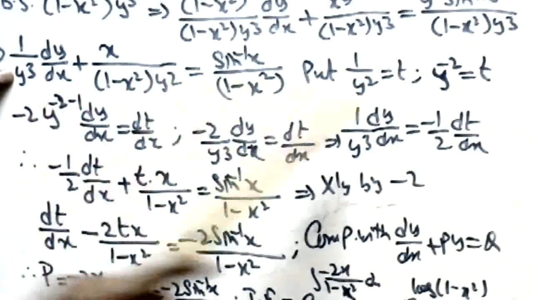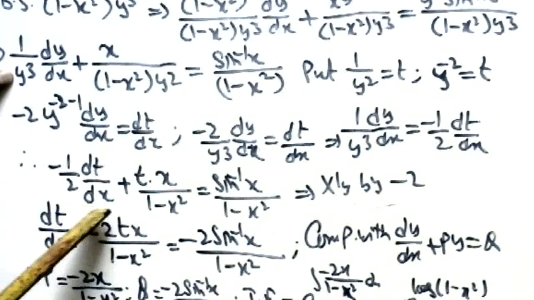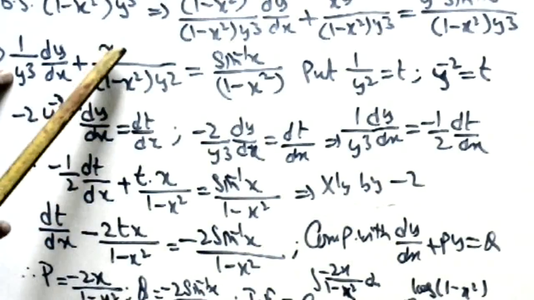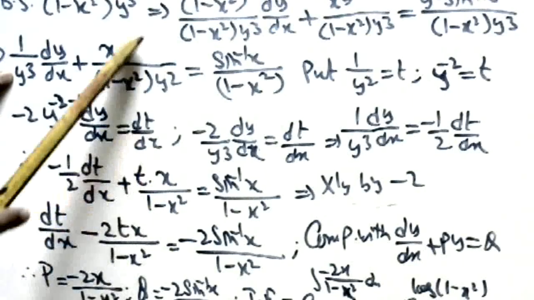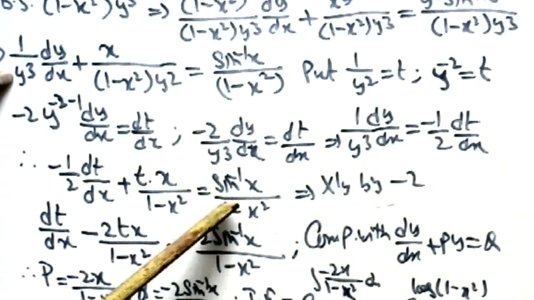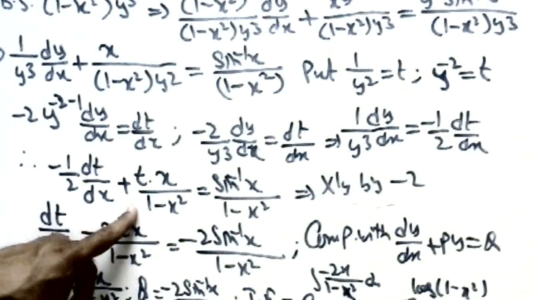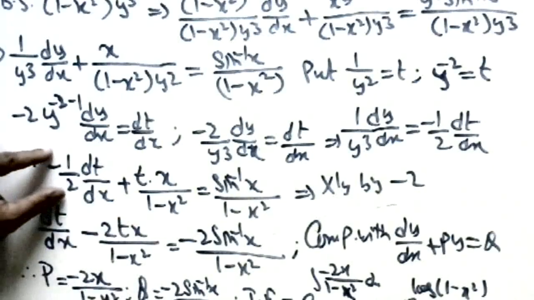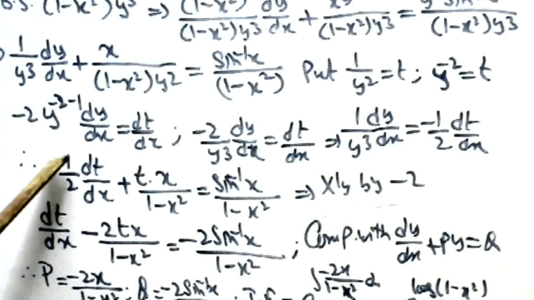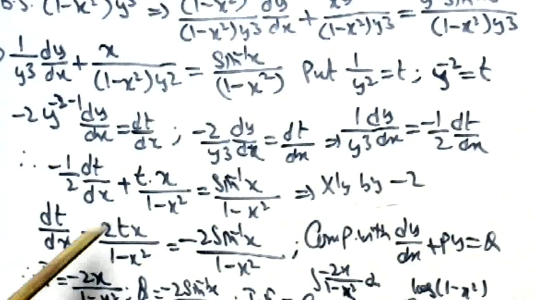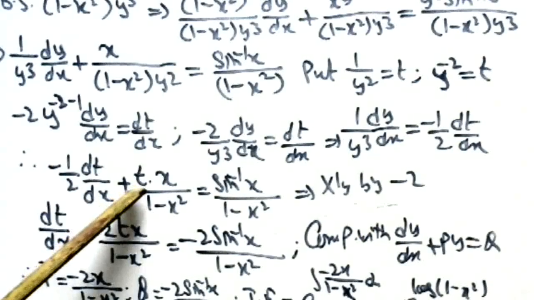Now let me change this one. 1 by y cube dy by dx we got as minus 1 by 2 dt by dx, plus 1 by y square, which we suppose as t. Then what is left? x by 1 minus x square. Now to bring this into the linear form, we have to take out this minus 1 by 2, so multiply by minus 2. So minus minus will get cancelled, and 2 and 2 will get cancelled.